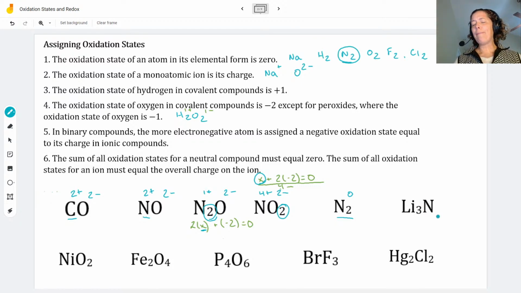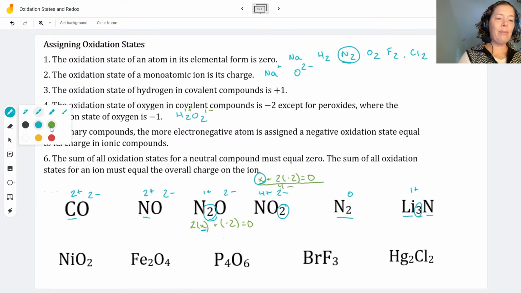Again, because we've got a binary compound, meaning we have lithium and nitrogen, we just have 2 elements. It doesn't matter that there are 3 lithium in here right now, it's still binary. I'm going to make sure that nitrogen has the negative charge on it. It has the negative oxidation state, I should say. Now lithium, when it becomes an ion, what charge does it have? It has a +1 charge. And I have 3 of them.